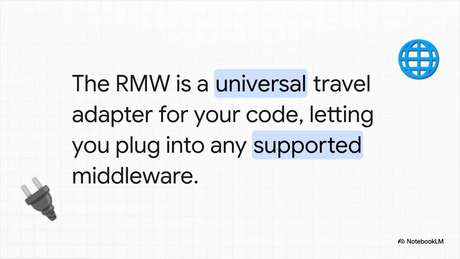It does it with this absolutely brilliant piece of abstraction called the RMW layer, which stands for ROS Middleware Interface. And honestly, the best way to think about it is as a universal travel adapter for your code. You've got your C++ or Python code, that's your plug, and the RMW layer lets you connect it to any DDS wall socket you want, without ever having to change your plug.